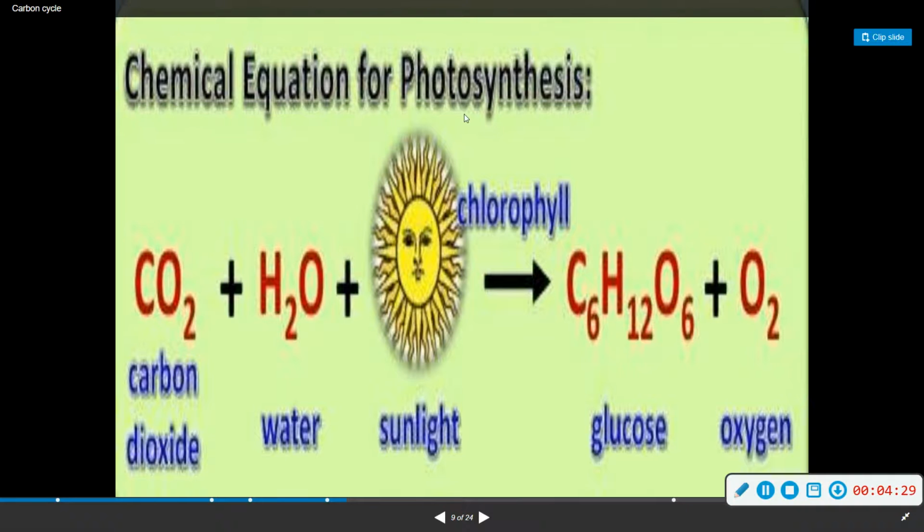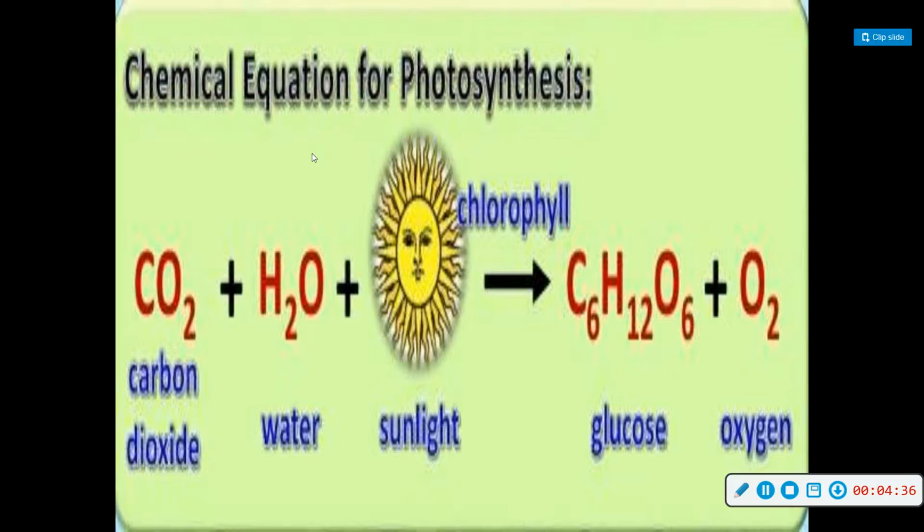So, chemical equation for photosynthesis. Memorize this. CO2, carbon dioxide, plus H2O, water, plus sunlight in the presence of chlorophyll, give you glucose, C6H12O6, plus O2, oxygen. Therefore, we need plants. Don't kill the plants. Trees are good.